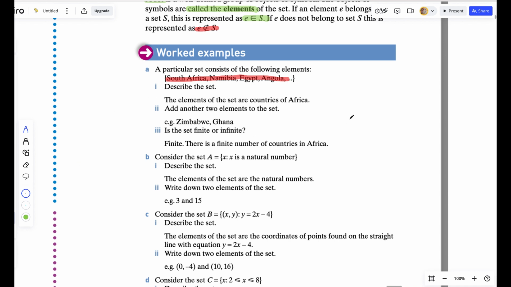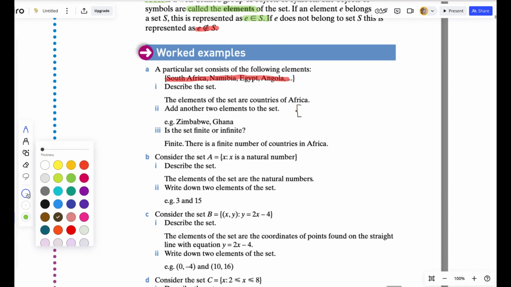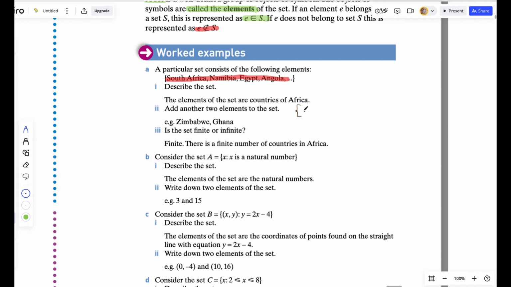If we want to add two more elements, we can choose any country as long as that country is in Africa, because we are describing the set of Africa. You cannot choose a country in Europe in this set; it will be wrong. Let's say Sudan. We choose Sudan because it's a country in Africa. Another country, we can choose any other country in Africa.